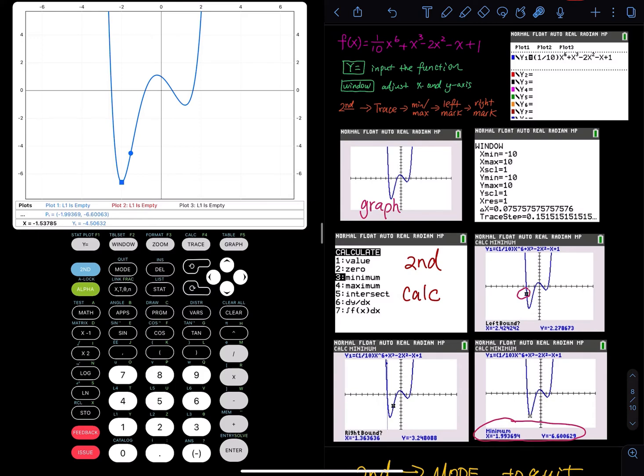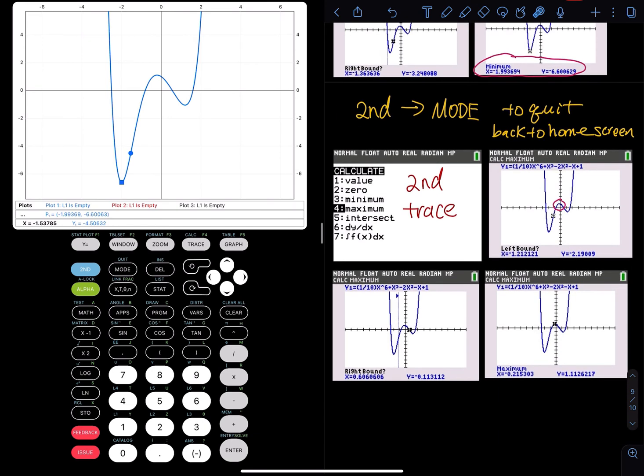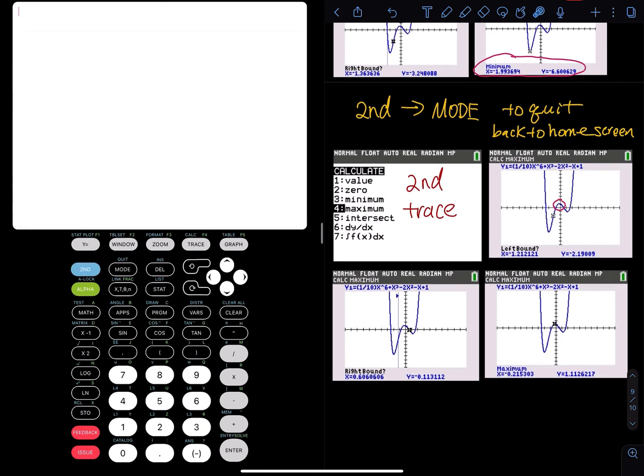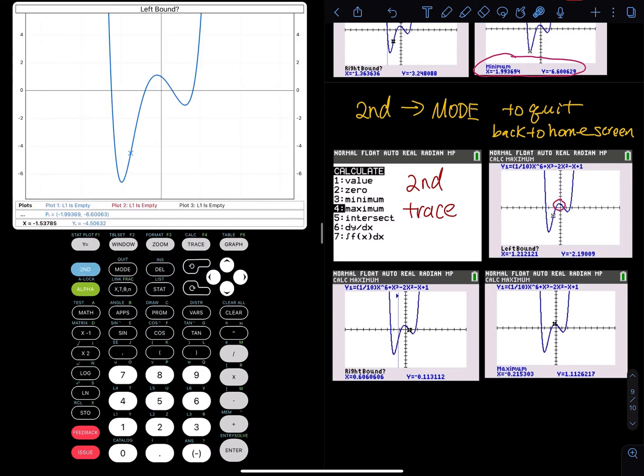And now, let's find the maximum. To find the maximum, if you want to go back to the home screen, you can click second mode, but you don't have to do so in this video. I just want to let you know that this exists. And then you go to second trace. This time we are finding a maximum, the point in the middle.